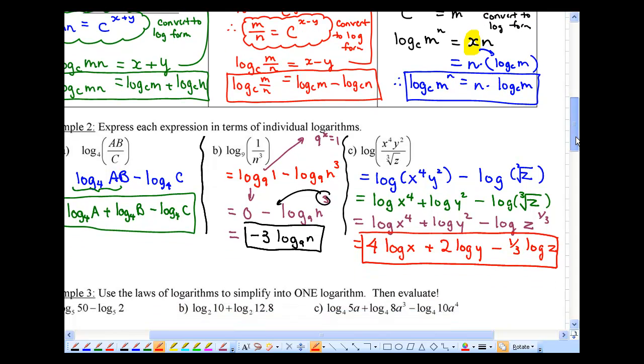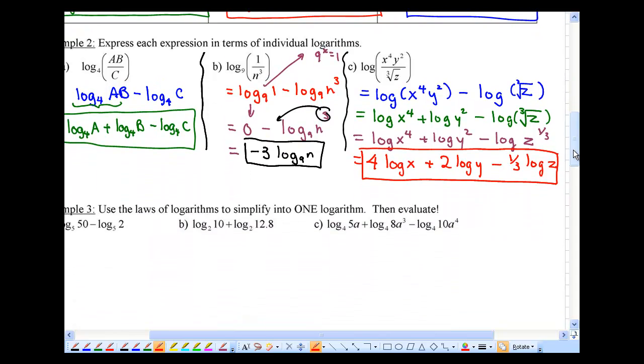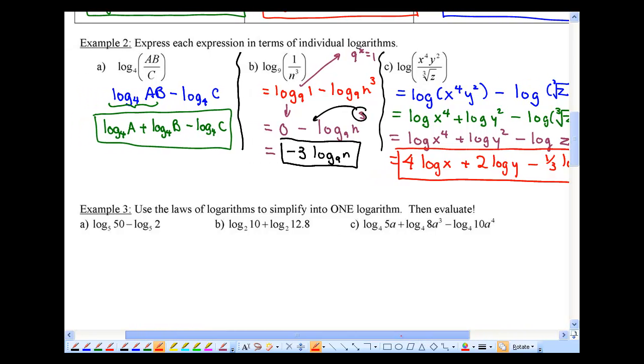Okay. I can ask you to do the same thing now. In this case, I want you to simplify them into one logarithm. So let's make something complicated look easy. And then hopefully after one logarithm, you can simplify. So you try the first one. I think it's pretty straightforward. So is part B. I think the only one that's really hard is part C. So I'm going to ask you to try A and B. Go!